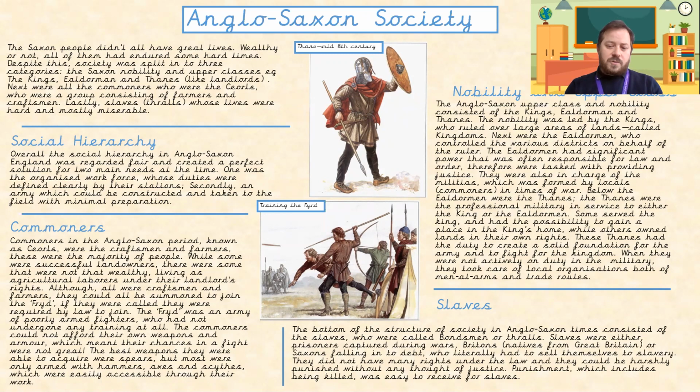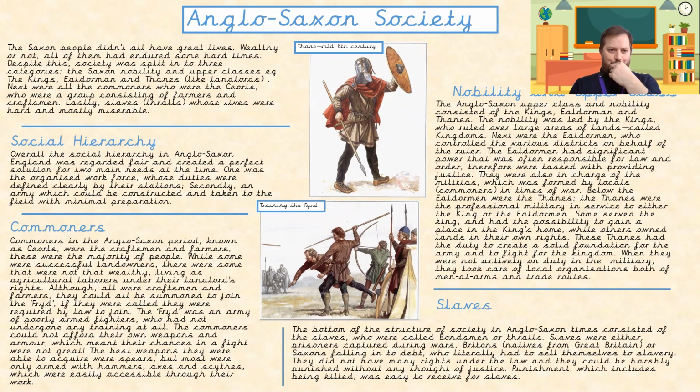The bottom of the social structure in Anglo-Saxon times consisted of the slaves, who were called bondsmen or thralls. Slaves were either prisoners captured during wars, Britons native from Great Britain, or Saxons falling into debt, who literally had to sell themselves into slavery. They didn't have many rights under law, and they could be harshly punished without thought of justice. Punishment, which includes being killed, was easily received for slaves.